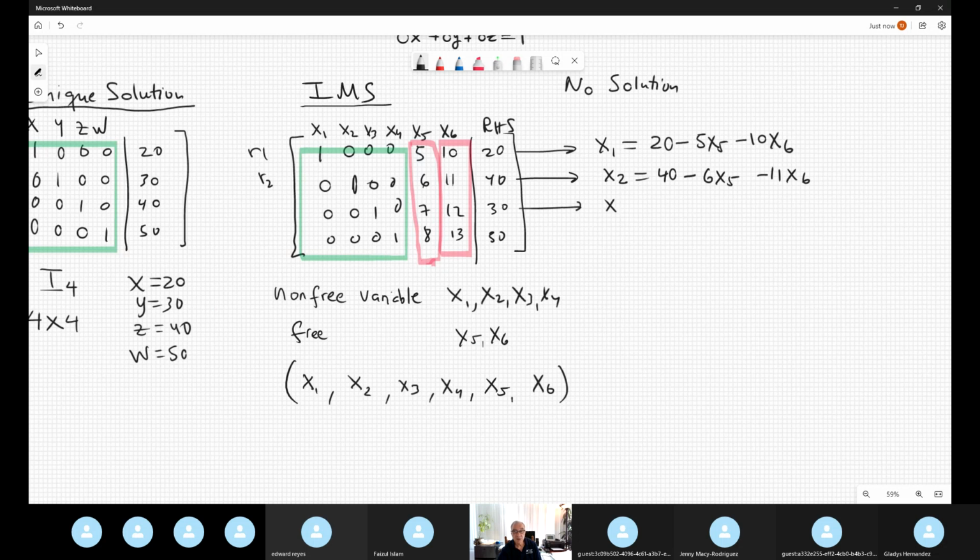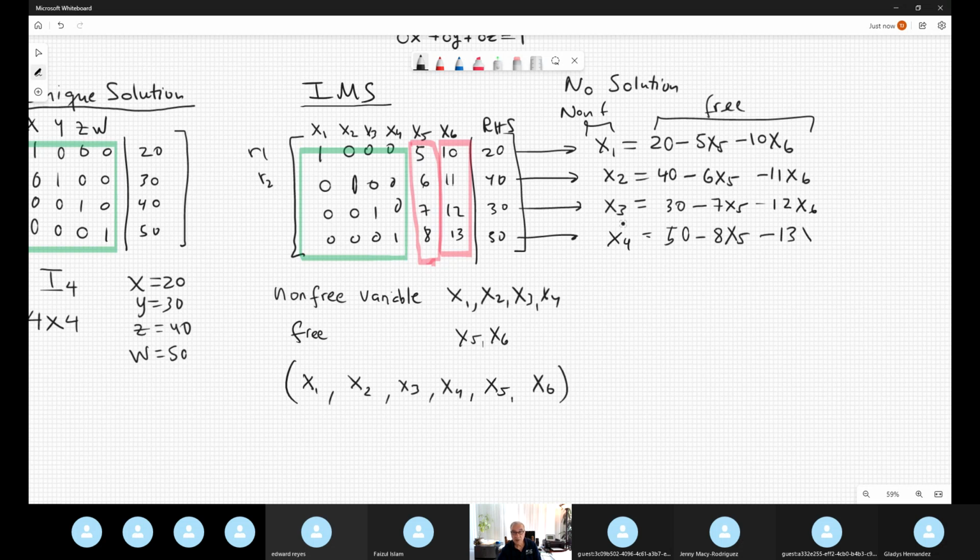Okay, now x3 is 30 minus 7x5 minus 12x6. And finally, in the last equation, x4, remember this is a non-free variable, and this is a free one, is 50 minus 8x5 minus 13x6.